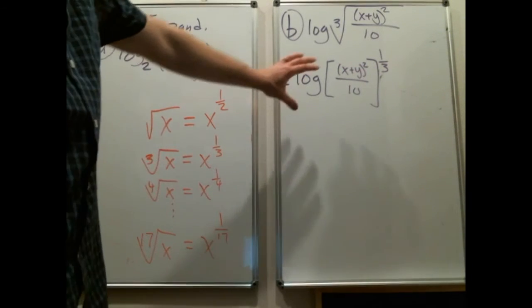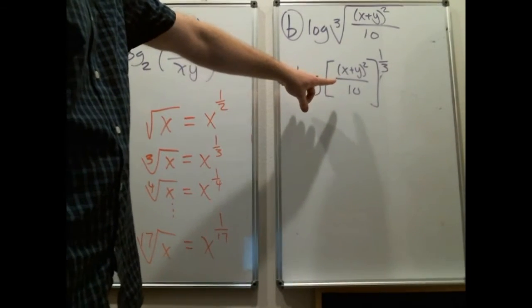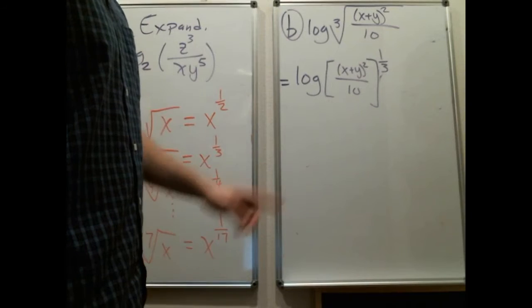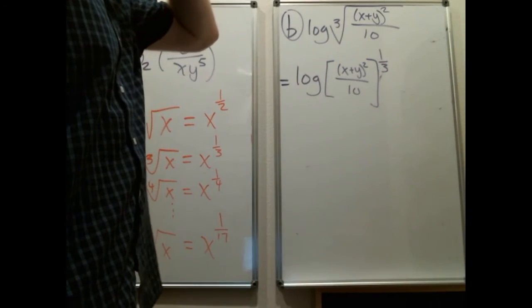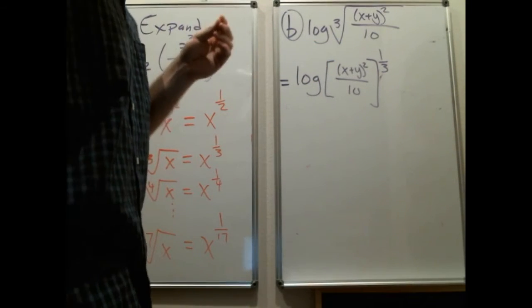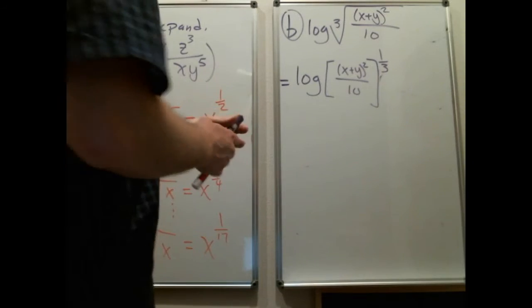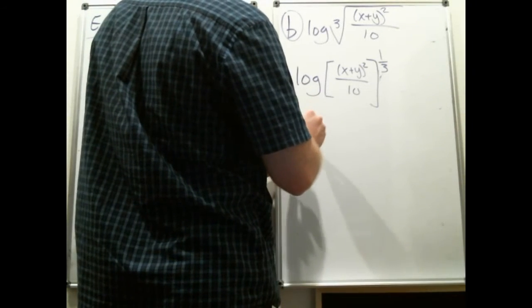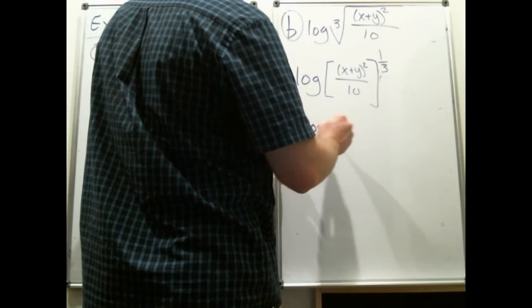Now, we're still restricted here. We can't use the quotient rule yet because this whole thing is raised to the 1/3 power. But how can we get that power out of there? By using the power property. So I can bring that 1/3 to the front. And I get this.